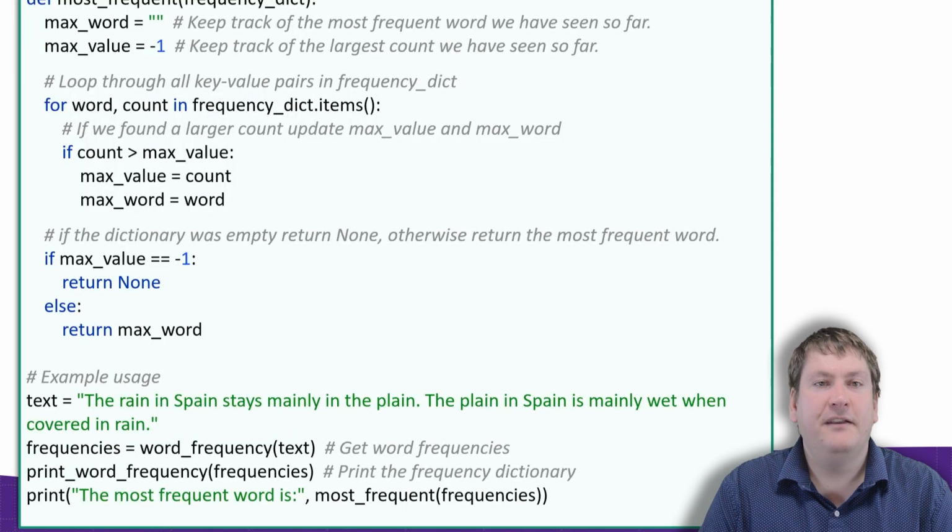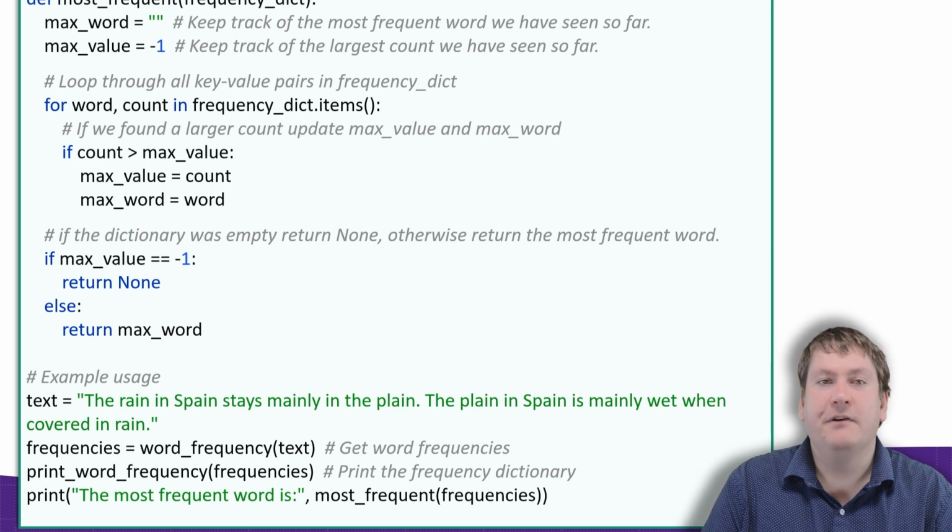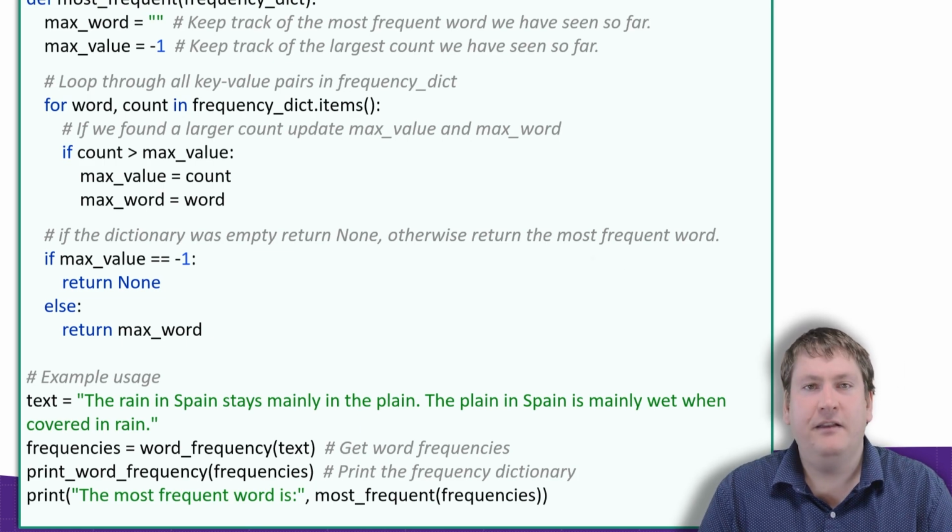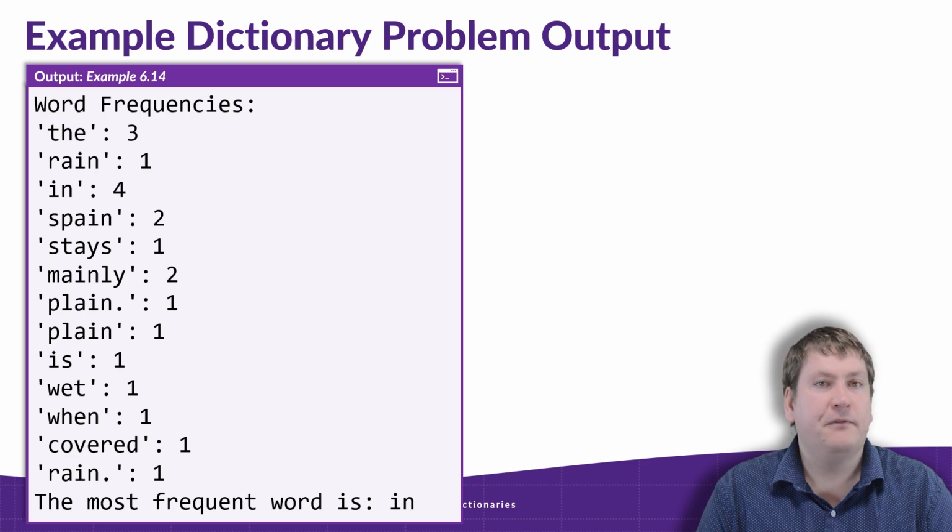In this case, the test sentence was the rain in Spain stays mainly in the plain. The plain in Spain is mainly wet when covered in rain, which is a bit of a silly sentence, but it works well for testing the different frequencies of words.